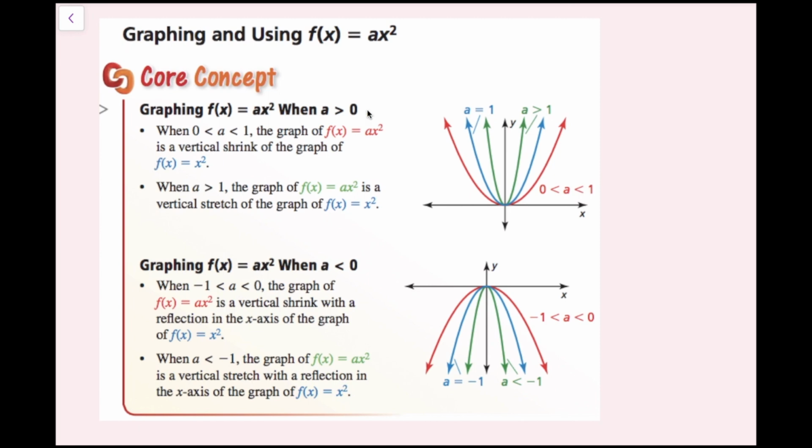And that makes sense because over here I'm multiplying by a number that's smaller than 1, so I'm going to be shrinking it down towards the x-axis. And then over here I'm multiplying my output by a value larger than 1, so I'm going to be stretching it out away from the x-axis.